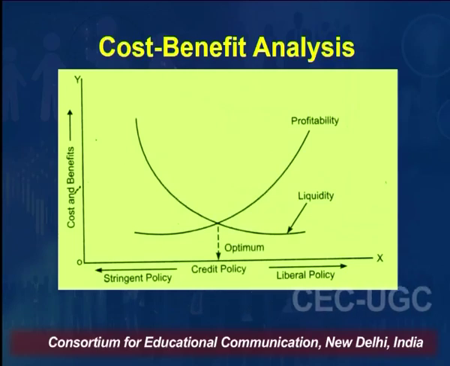So we need to again maintain a balance between the two, this balance of profitability and liquidity. And where these two things are intersecting, that is our optimum level. So this is our optimum credit policy that we need to maintain. Right. So this was all about receivable management. So this is all for today's lecture, today's session.